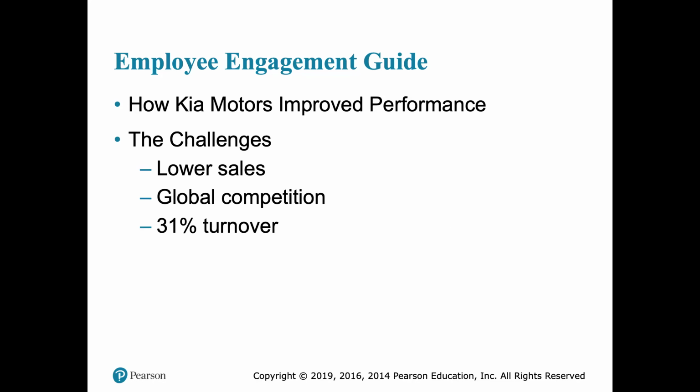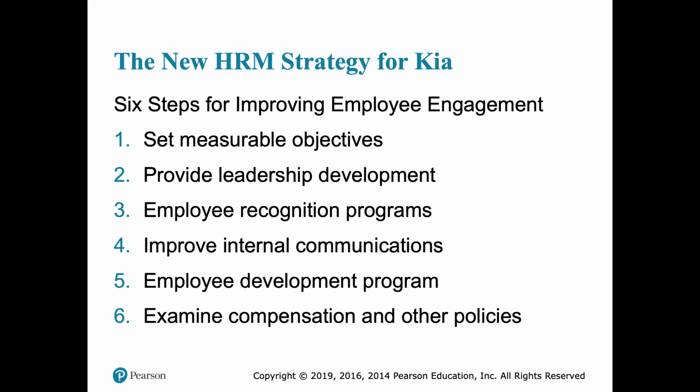So just one example, Kia Motors had some problems, right? And they improved employee performance. The challenges they had was they lost sales. There was a lot of global competition, and there was a 31% turnover, which is quite high turnover in employees and management, right? So these are the 6 steps they implemented to improve employee engagement.